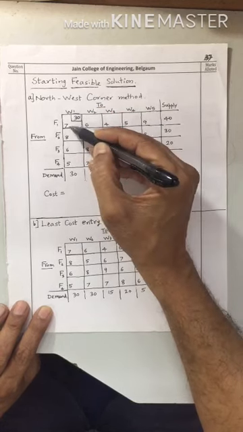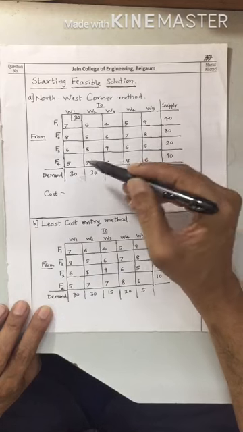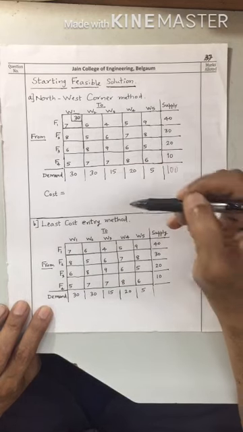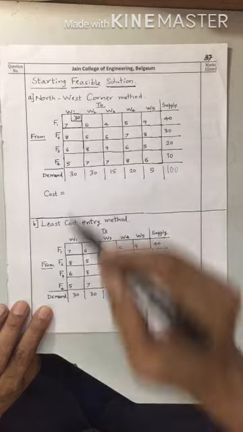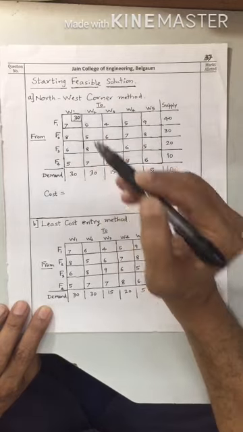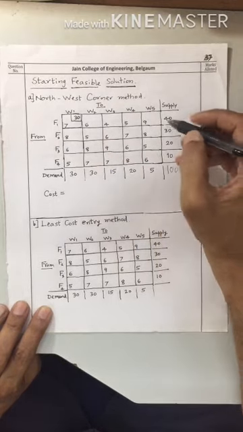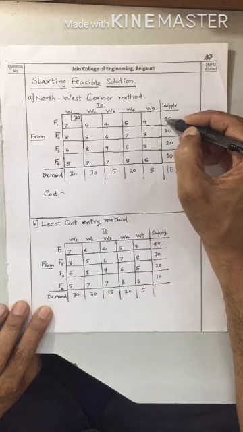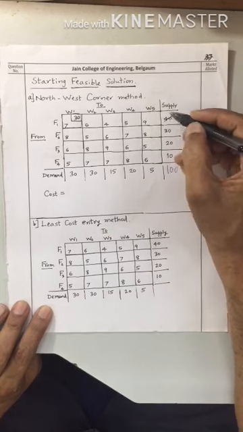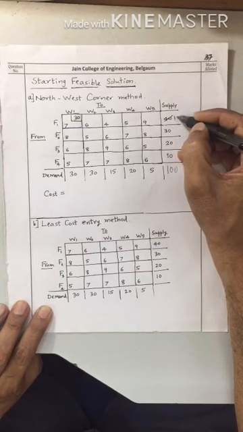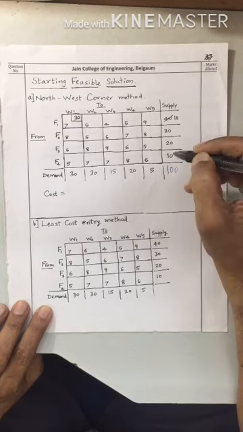This 7 is C11. Now 30 units, this is what I have written. So 30 units, this F1 has already supplied to W1. Therefore, this F1 cannot supply 40 anymore. This 40 minus 30, that is 10 units, it can supply. It is ready to supply.